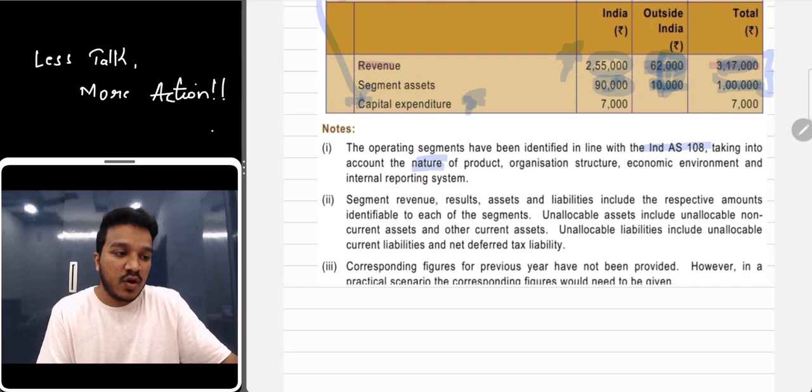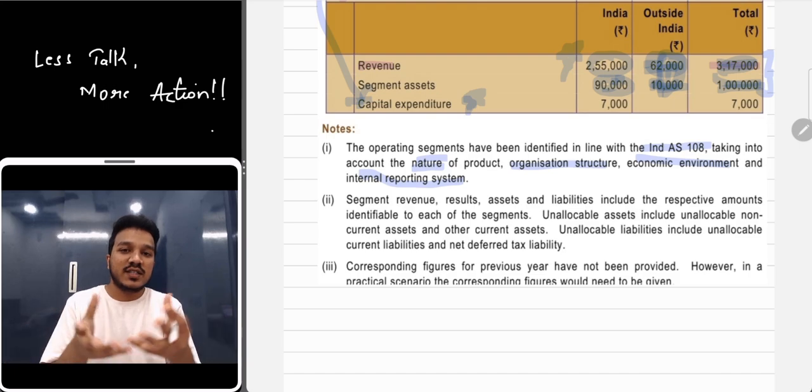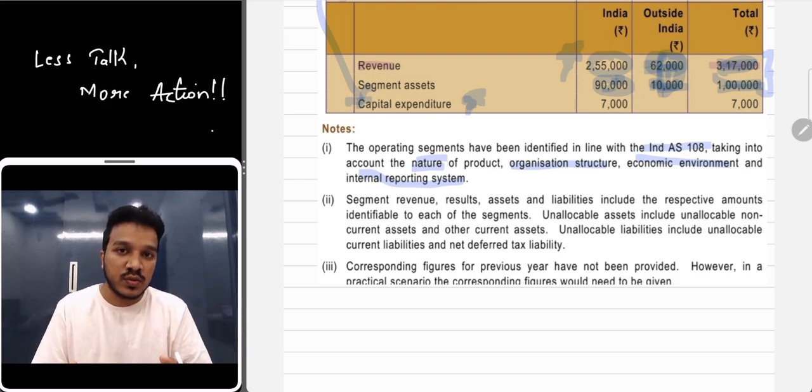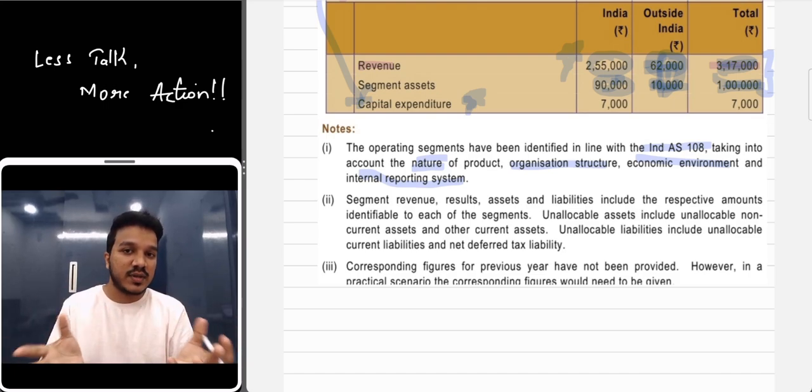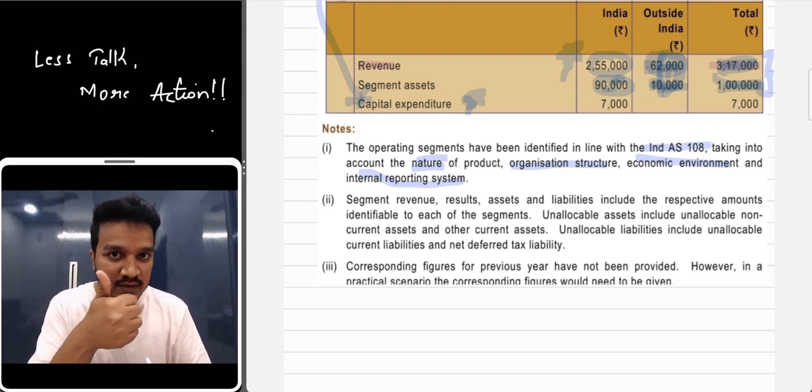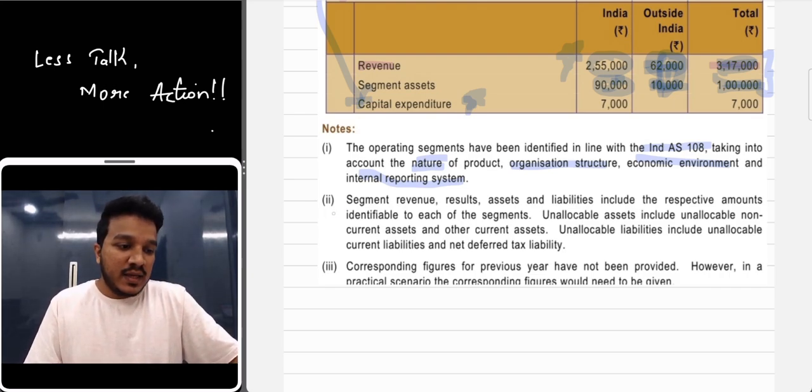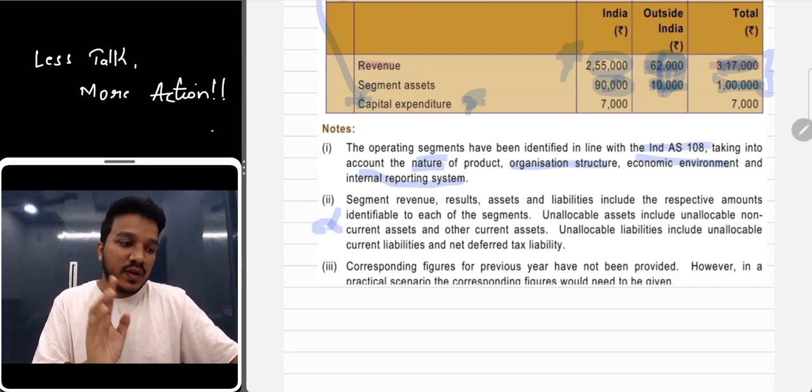And then organization structure should be same. Economic environment should be same, internal reporting segment. No, all these are similar. No, that's why they are clubbing those two segments, quoting and others. Two segments are clubbing in this answer. Perfect. This no one can remember.